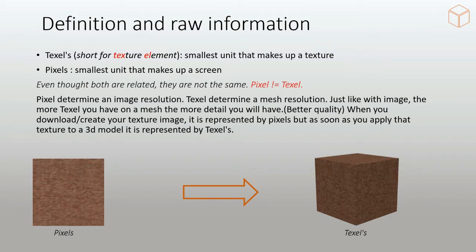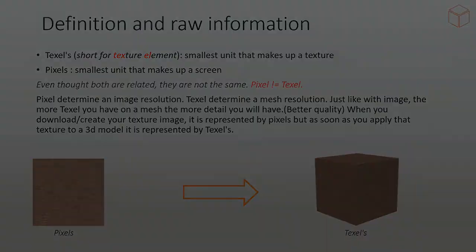So you can see it as follows. Pixel determines an image resolution, texel determines a mesh resolution. And just like with an image, the more texels you have on a mesh, the more detail you will have, thus better quality. So where do you draw the border between the two of them? Let's say you download or create your texture image. When you are creating or downloading it, it is represented by pixels, but as soon as you apply that texture to a 3D model, it is represented by texels.